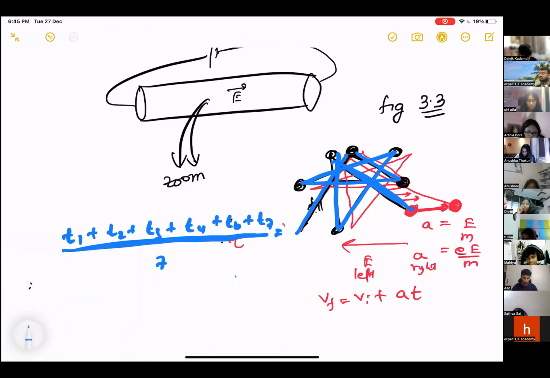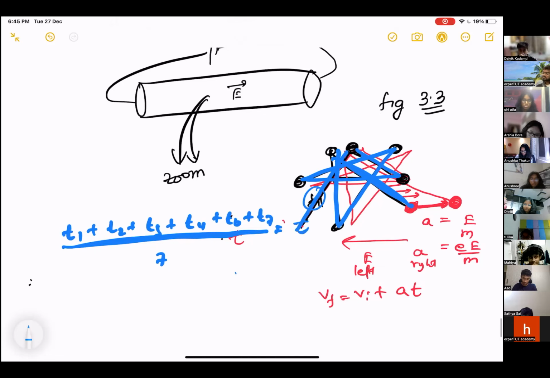I mean, for time T1 it had no collision, then a collision happened; then for time T2 no collision, then collision; then for time T3 no collision. So this is the average time for which the electron was relaxed. It didn't collide, so it was relaxed. This is called tau. And it's not for 7; it is for millions of numbers. So tau is called the average relaxation time.